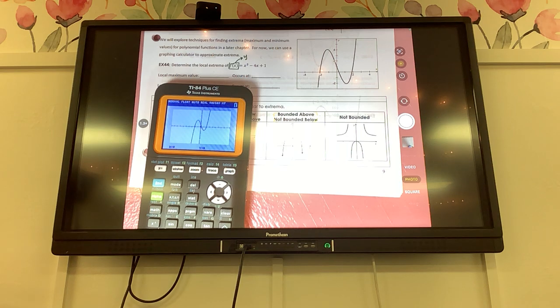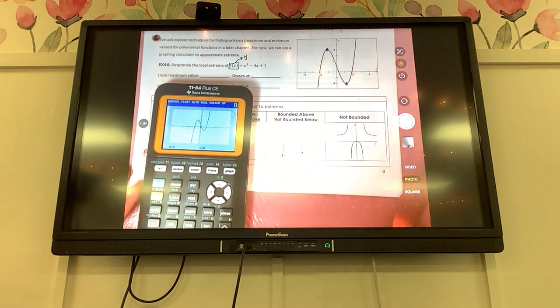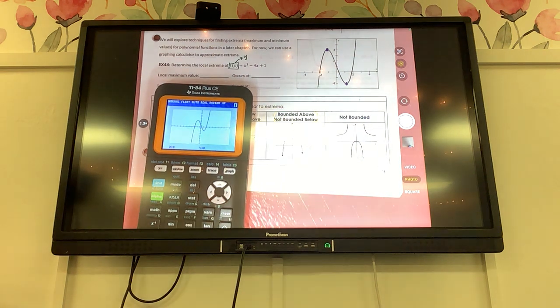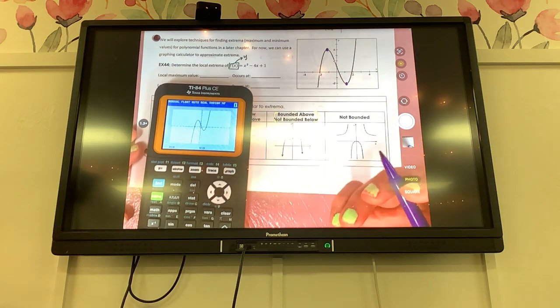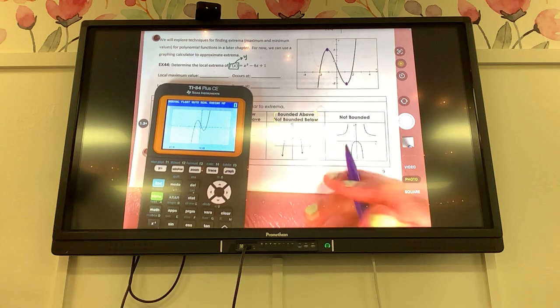All right, so what I need to do is find the max and the min points, because I need those values for my increasing, decreasing intervals. I would need those values to state extrema. Those values are important. Do y'all remember finding max and mins last year? Yeah, a little bit, yeah.